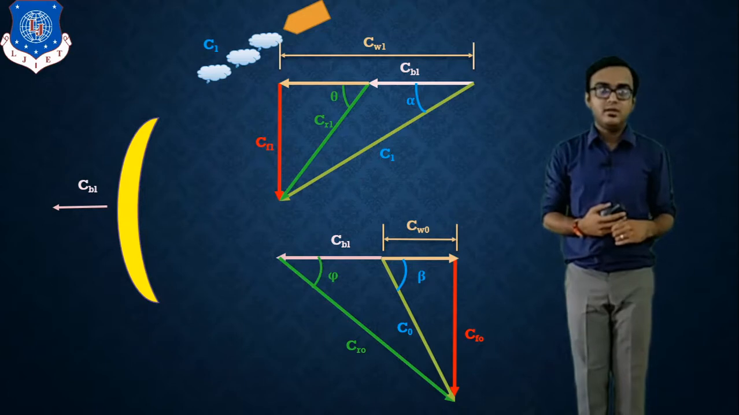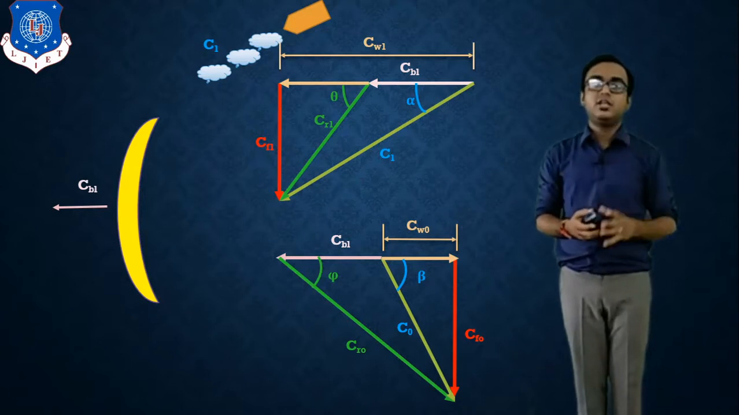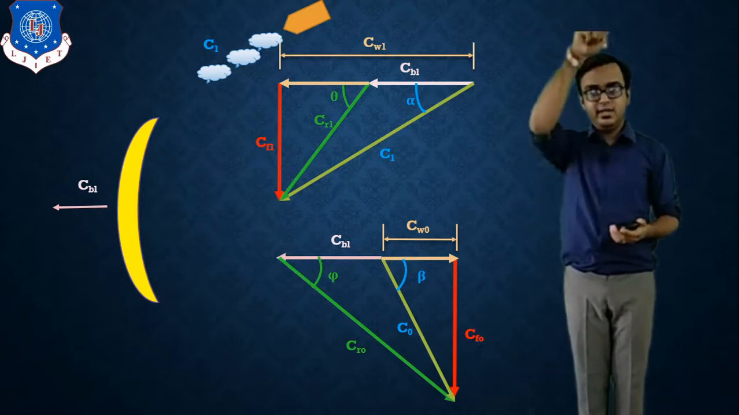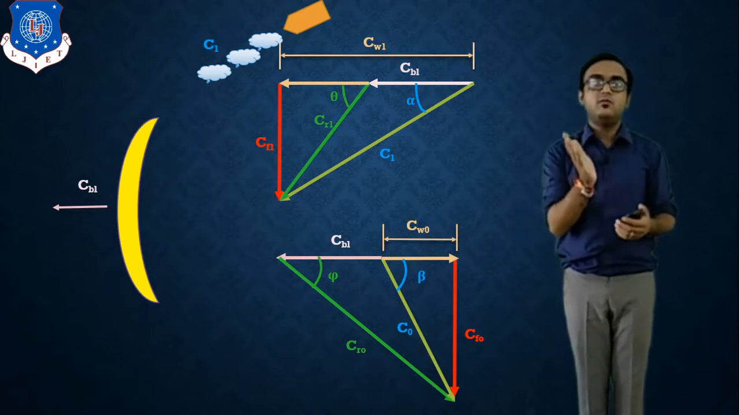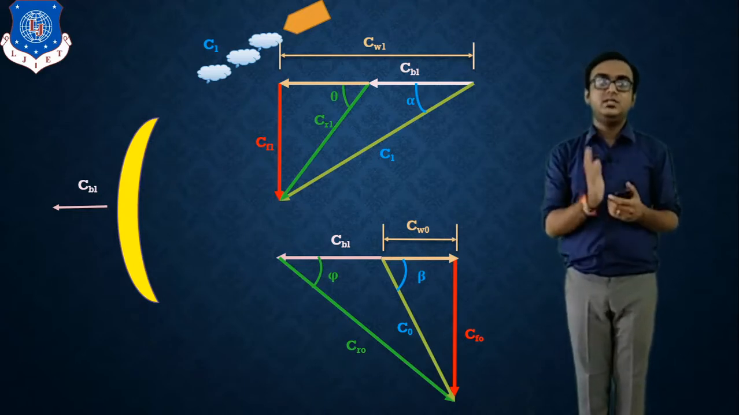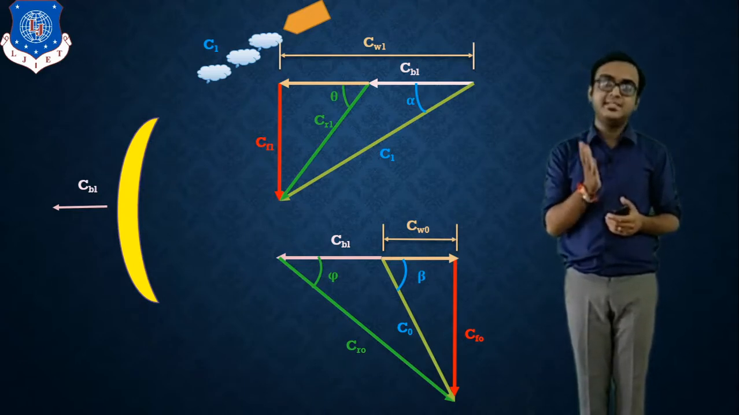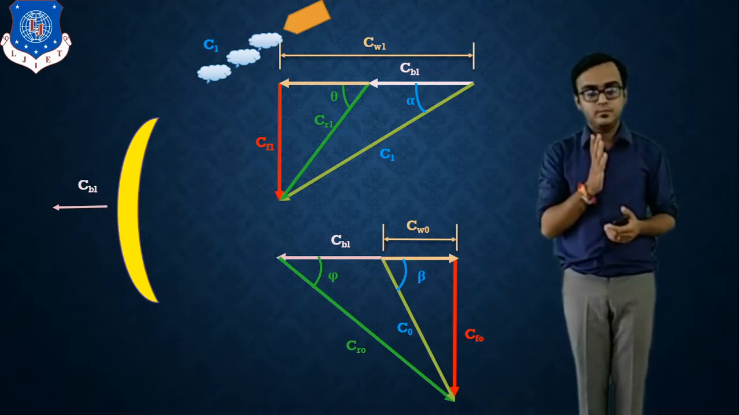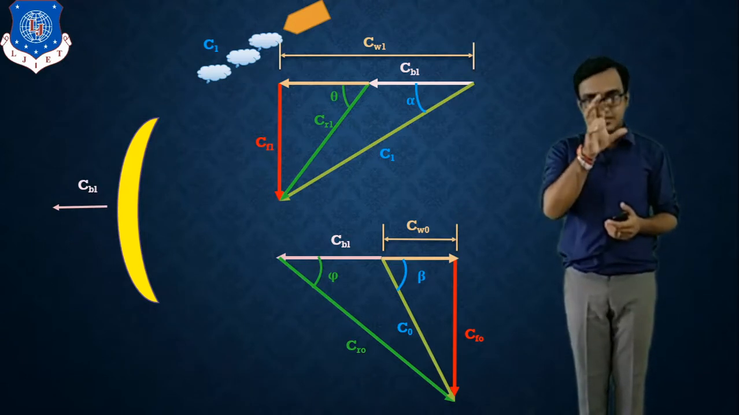Then, as the flow proceeds across the turbine blade, it will flow in the vertically downward direction, so the vertical component of C1 is known as the flow component and is designated by CF1. So it is all about the inlet triangle.